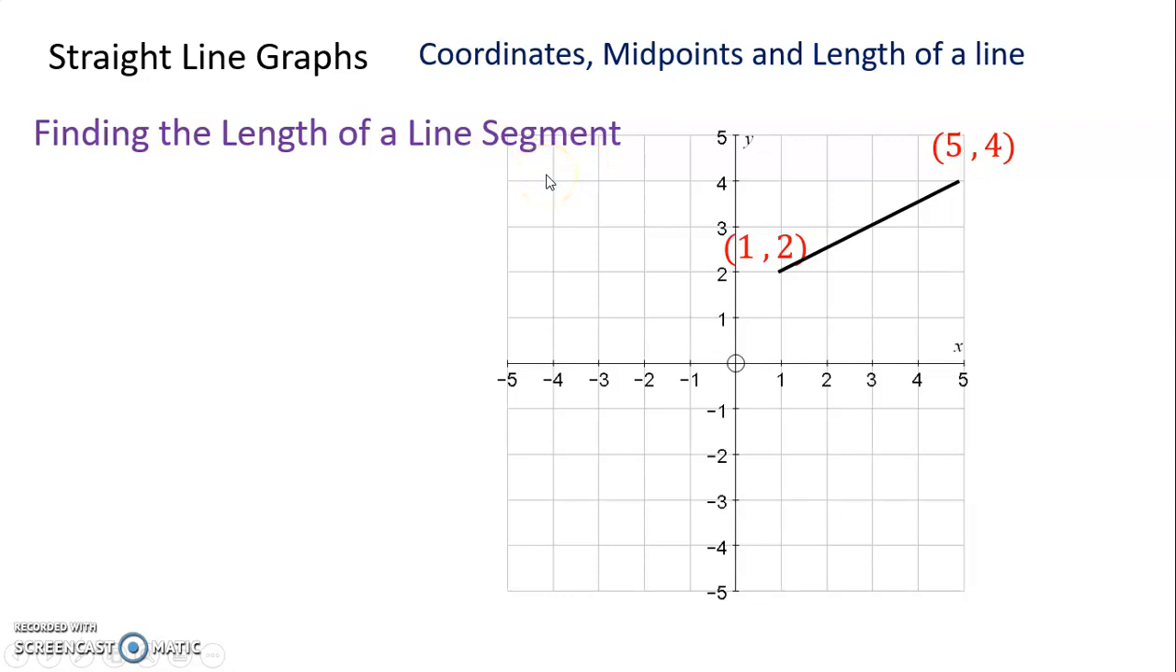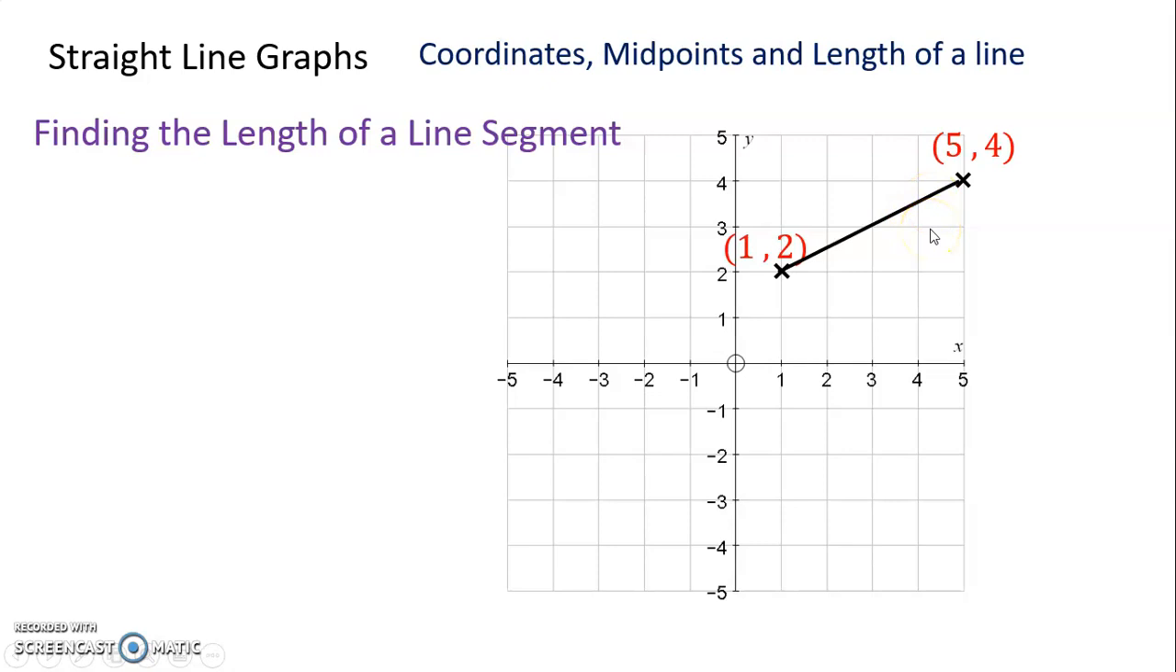So on my coordinate grid here, I've got 2 points. I've got the point (1, 2) and the point (5, 4). And you'll recognise those from last lesson because this is the example we found the midpoint for at (3, 3). And what you can see now on the screen is a line joining the 2 coordinates up, and this is what is called the line segment. So we're going to find the length of this line.